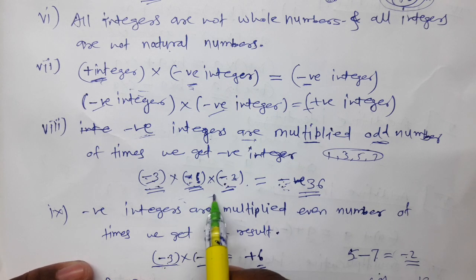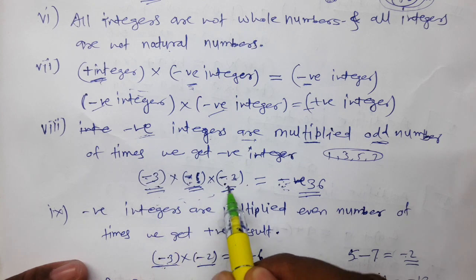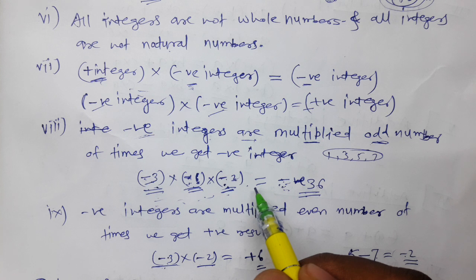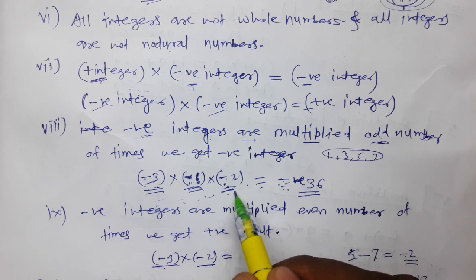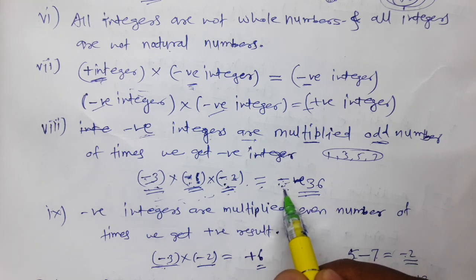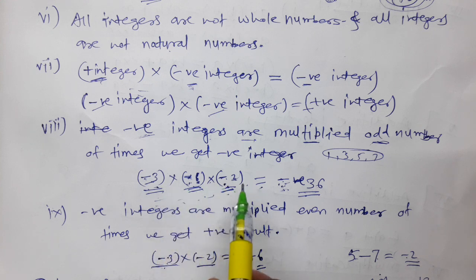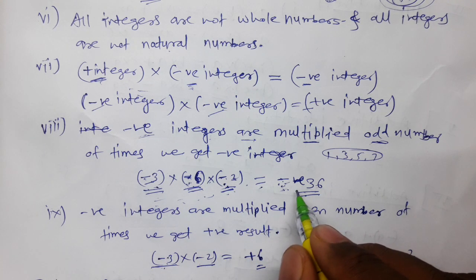So there are three numbers. 3 is an odd number, so there are three integers which are negative. In fact, we can take 5, an odd number. If we take a negative number 5 times and multiply them, we will get a negative result. Whatever the numbers, the sign of the multiplication will be negative.